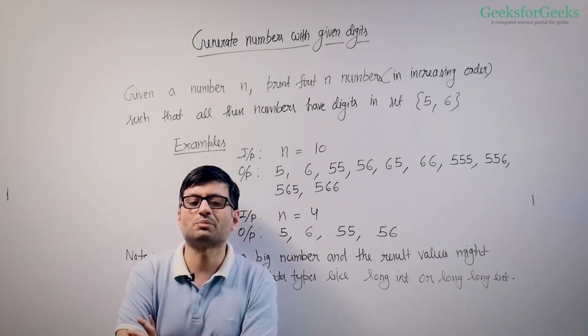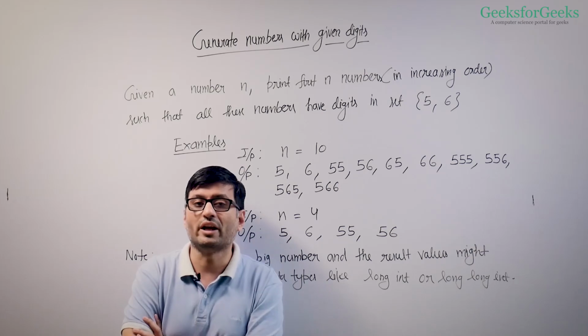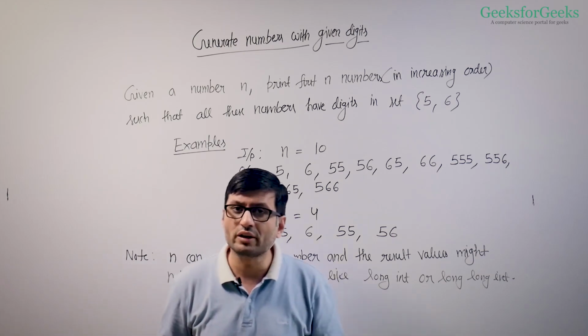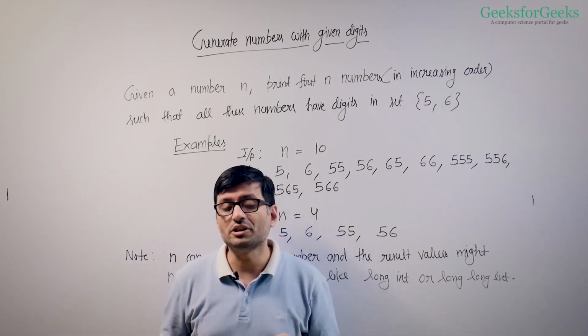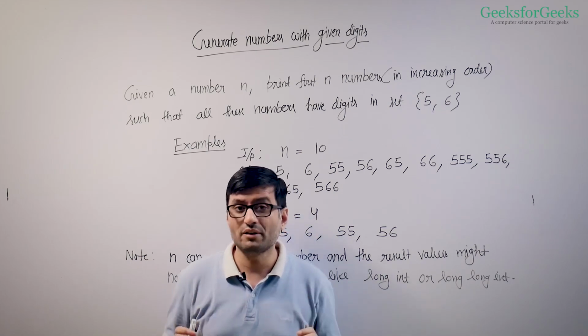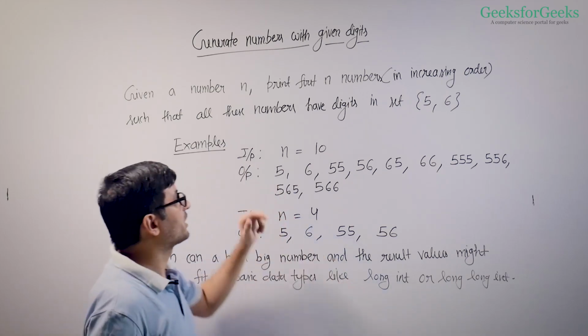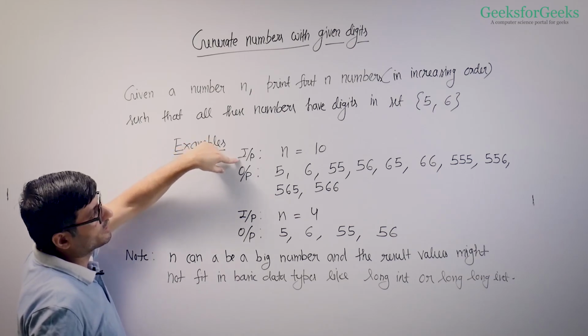Let us talk about this problem. We are given a number n. We need to print first n numbers in sorted order such that all these printed numbers have digits only as 5 or 6. So we are given a number n, say n is 10.